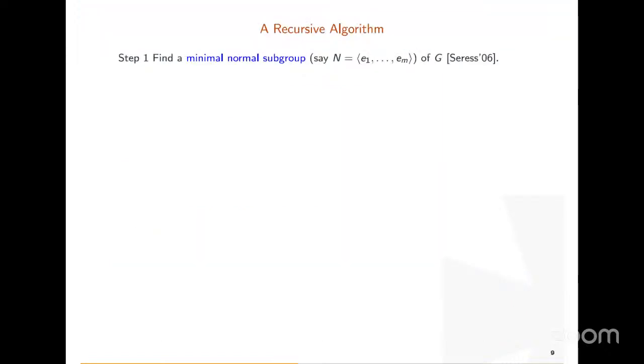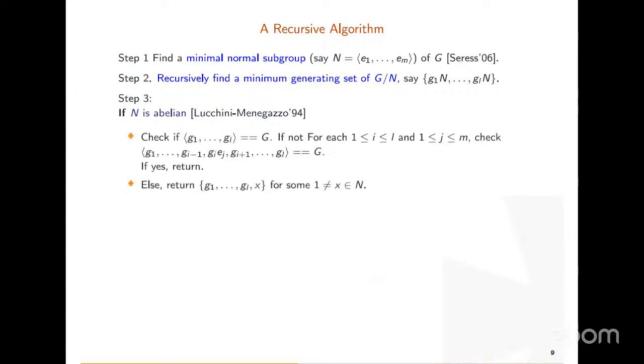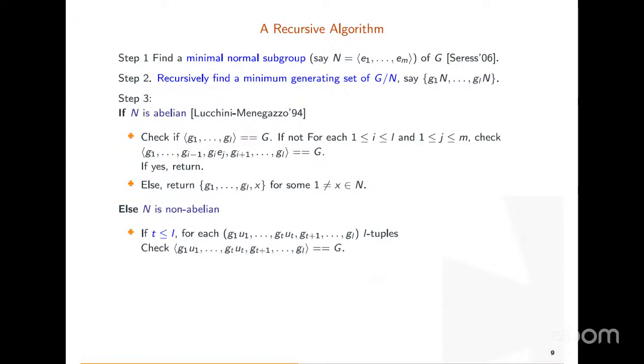So that is the algorithm. It's really easy. We first find a minimal normal subgroup, say N. It is already known, so we use that as a black box. And then we recursively find a generating set for the quotient group, G modulo N. If N is abelian, then we can use their result, and it is very efficient. So we just have to try at most log square mod G many generating sets. Now, if N is non-abelian, then by that result that we have seen, we can try such tuples, mod N to the power T many tuples. We will be able to find one generating set.